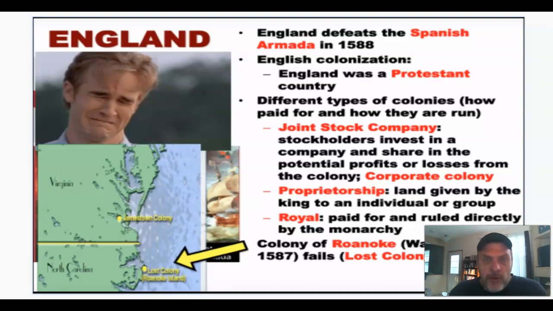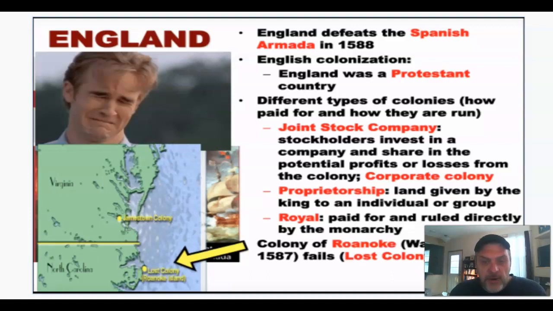And the way they went about colonizing North America is that they set up basically 3 different types of colonies, and you want to know these, okay? You want to know how they were paid for and how they were run, because they were different depending on which colony we're talking about. So one type, the first type, was known as a joint stock company.